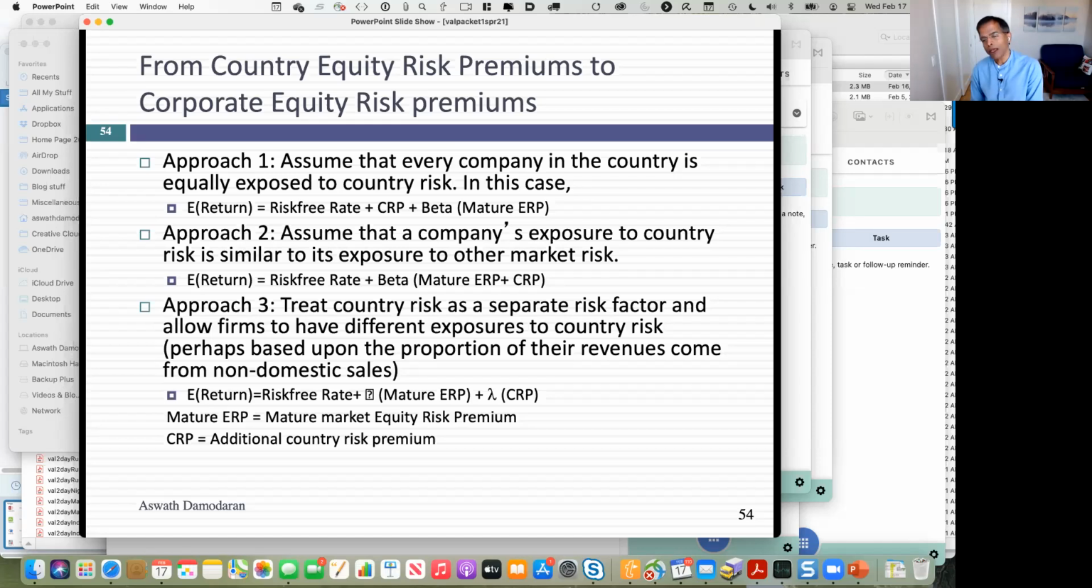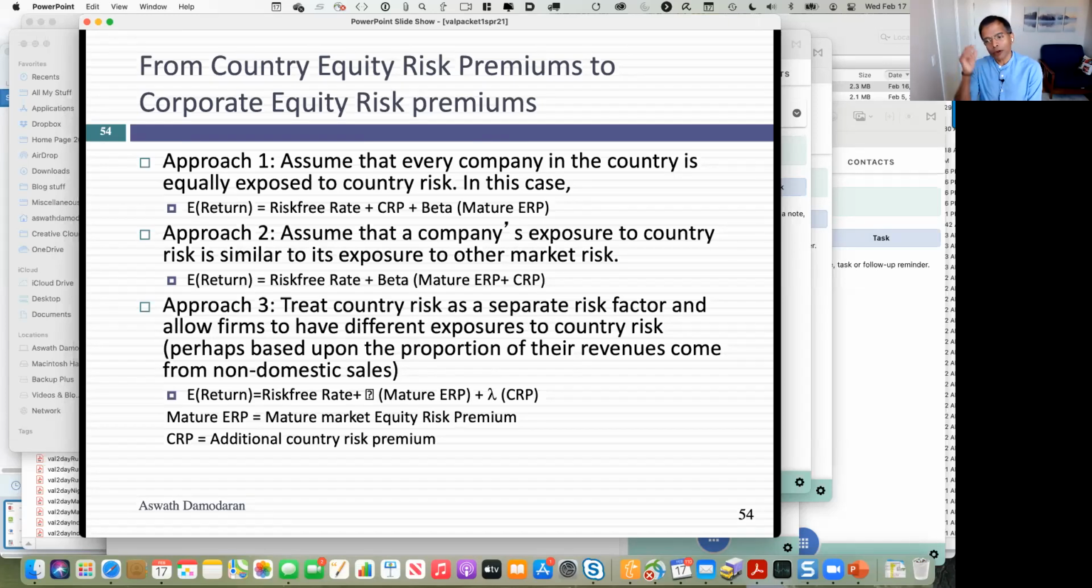So it's a constant. In the second approach, you bring that country risk premium into the brackets and you multiply by beta. Implicitly, you're assuming that high beta stocks are more exposed to country risk than low beta stocks. It's the approach I'm going to use for most companies.